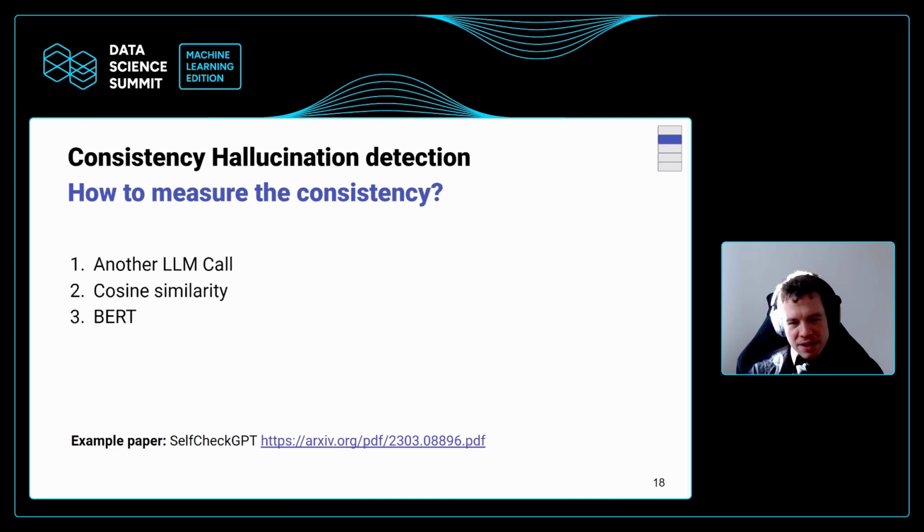And here I have an example paper. I'm going to take a screenshot now. And I will always give an example paper with an example implementation. Generally, it should be either the most popular paper or the first one that implements a given family of algorithms. Here it's SelfCheckGPT.